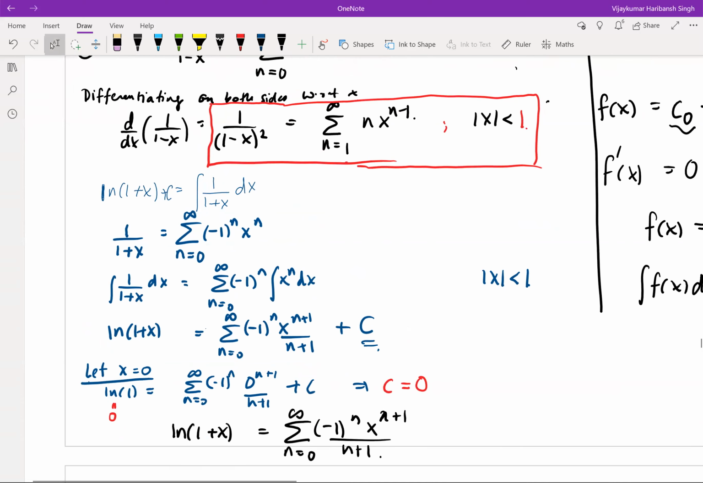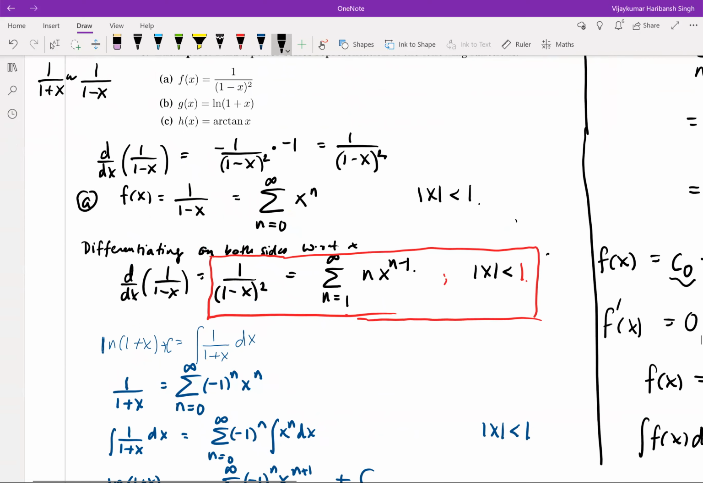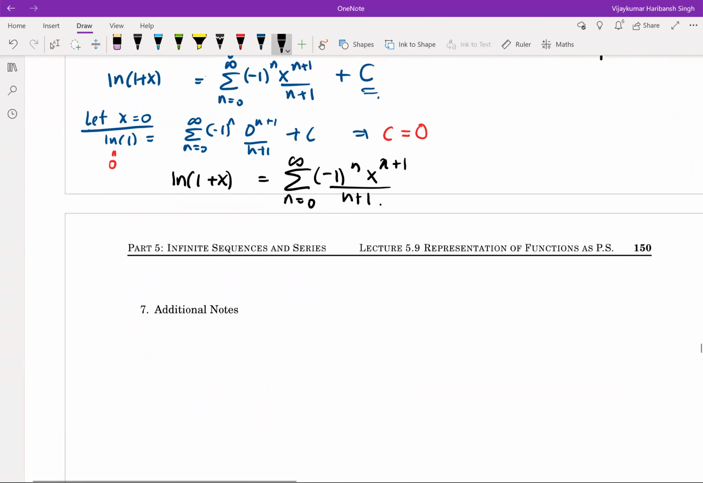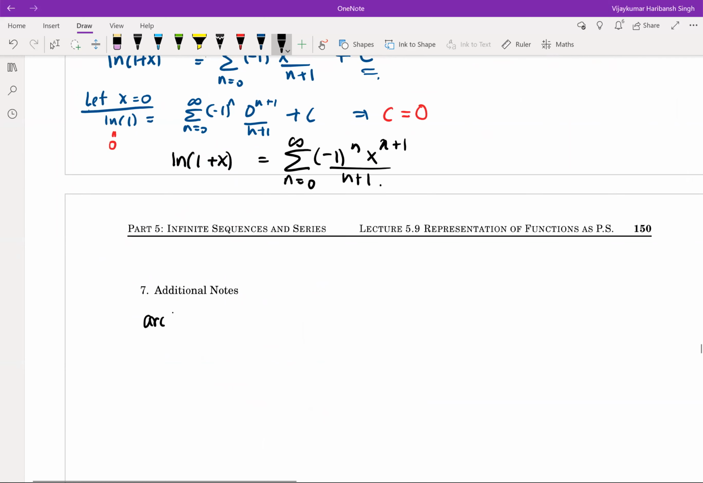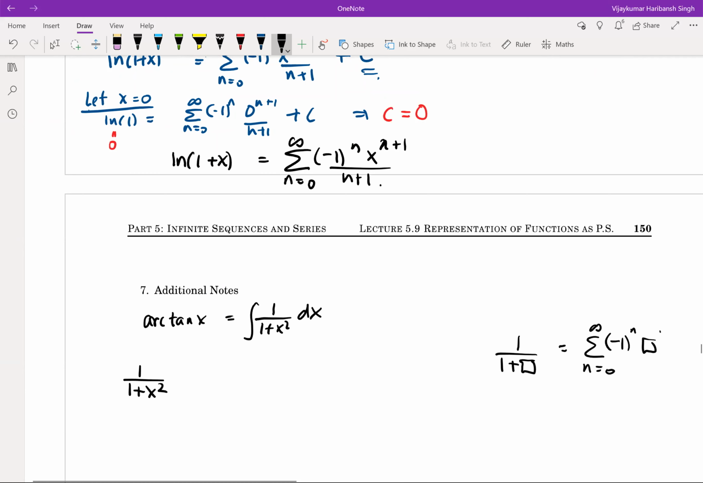All right. So the next problem is about arc tan x, or tan inverse of x. So notice the following. What is arc tan x? Arc tan x is nothing but the integral of 1 upon 1 plus x squared dx, plus a constant, right? So first we need to write down the power series for 1 upon 1 plus x squared. Now recall we have 1 upon 1 plus box is the summation n equals 0 to infinity of minus 1 to the power n box to the power n. So we can basically do this. We have the summation n equals 0 to infinity of minus 1 to the power n, and instead of box, we have x squared, so x to the power 2n.